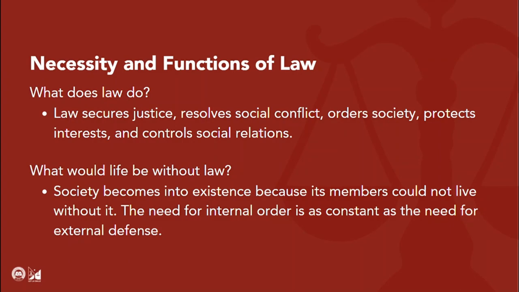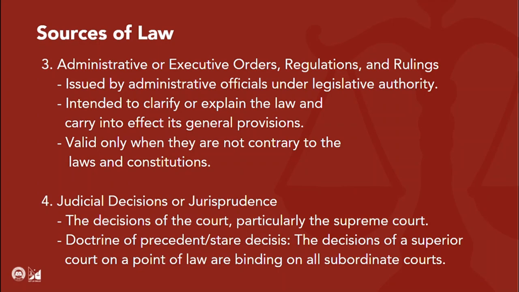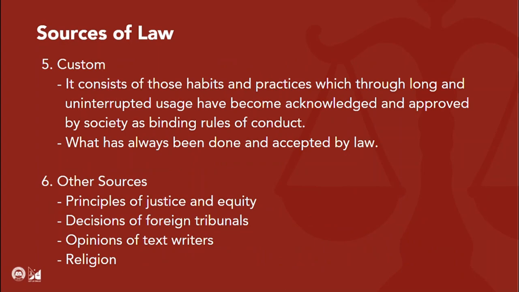Sources of law. The first source is the Constitution. Second is the legislation. Third is the administrative or executive orders, regulations, and rulings. Fourth source is the judicial decisions or jurisprudence. Fifth source is custom. And lastly, other sources.